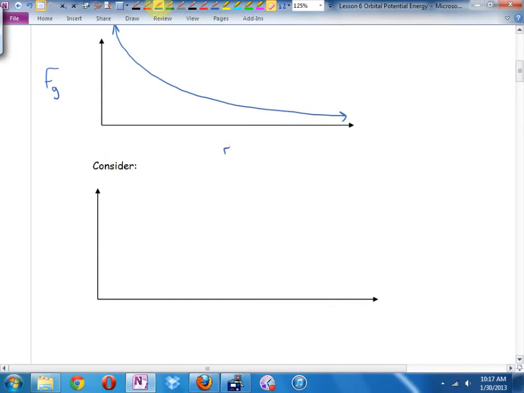Consider. Let's get specific. Here's gravity. Here's R. Here's our gravitational force graph. We're going to put a point right here. I'm going to call it radius of the Earth, right there. Radius of the planet, radius of the surface of whatever you're starting out on. We're going to put a point right here. We're going to call it radius of orbit.